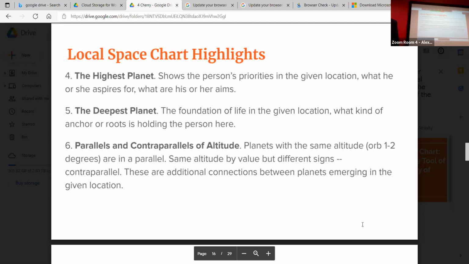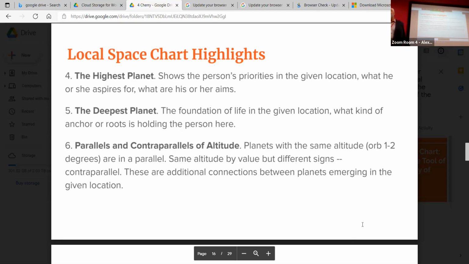But the deepest planet is something I've added here, because nobody is writing about the deepest planet, but I think it's logical. The planet with the biggest negative altitude. It should be important. And I think it shows the foundation of life in the given location. What kind of anchor or roots is holding the person here, or what's feeding him, coming like from underground and making him move forward. And the final factor is parallels and contraparallels of altitude.